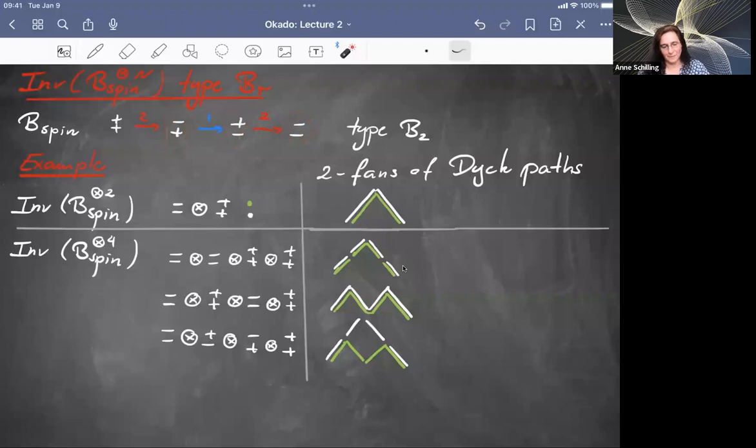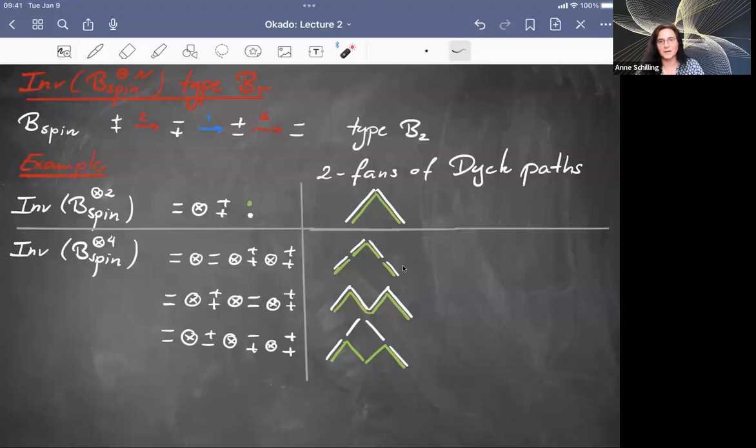Here I've listed the elements of highest weight of weight 0 for the tensor product of 2 such factors, and here for the tensor product of 4 such factors. And these are actually in natural correspondence with fans of Dyck paths. So if I look at type BR, they would be in correspondence with R-fans of Dyck paths. By an R-fan of Dyck paths, I just mean a tuple of Dyck paths such that they're contained in each other, or one is below the other.